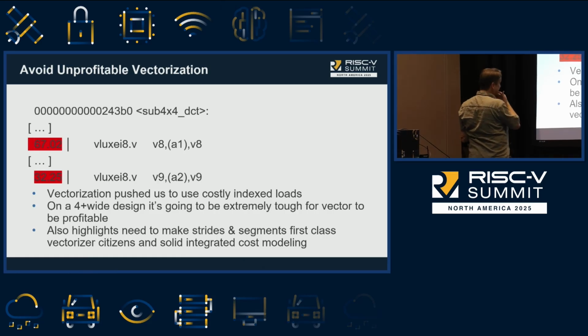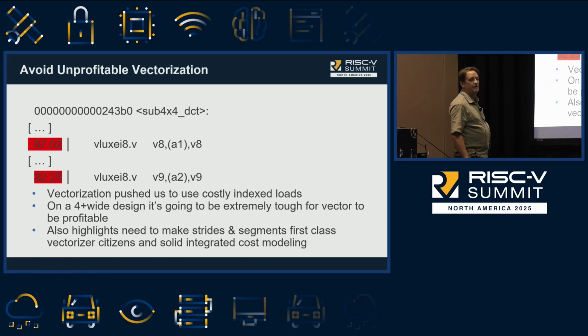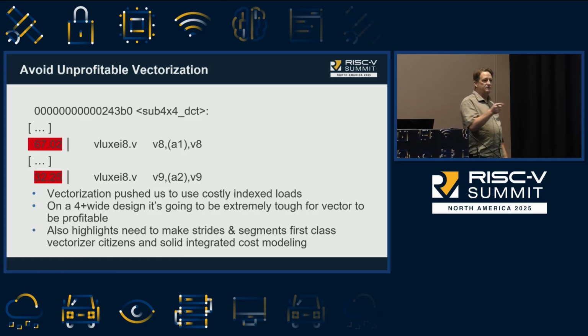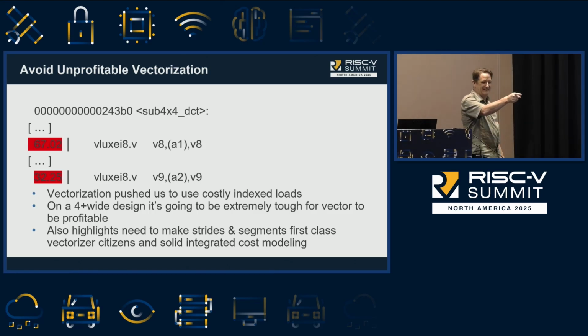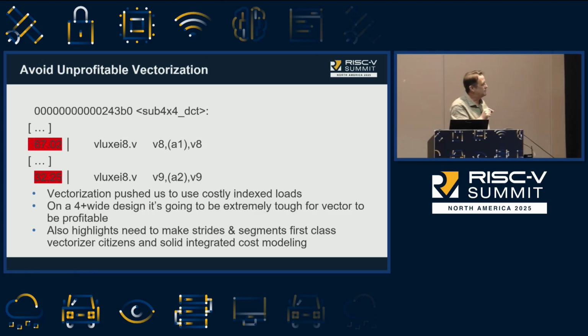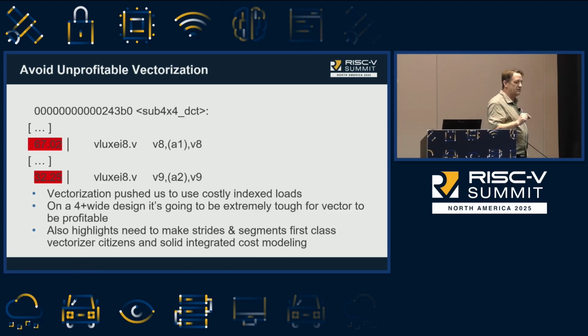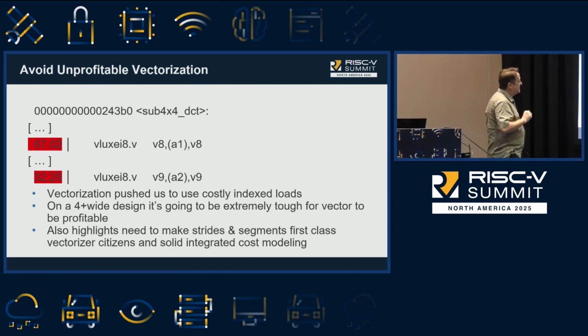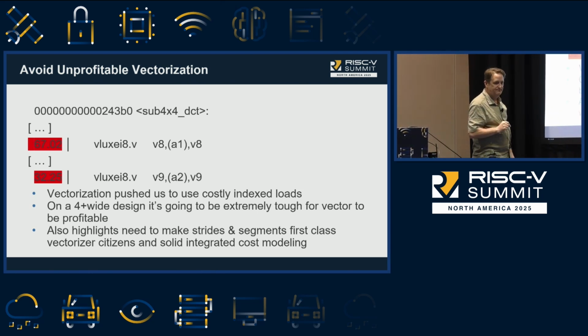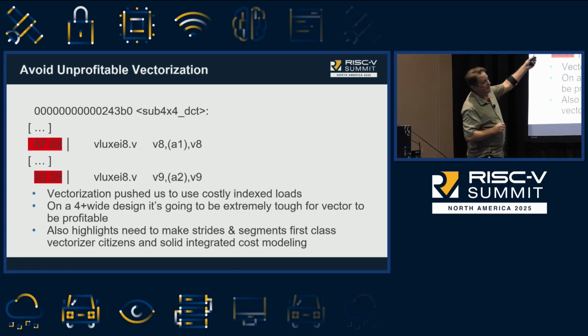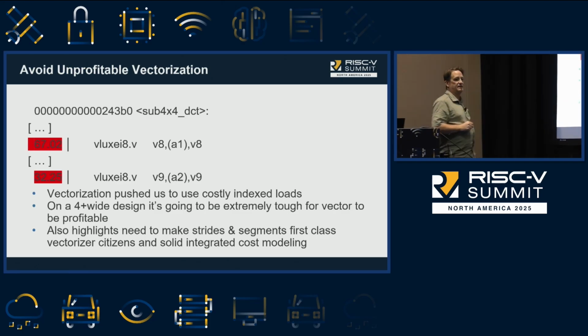Sub-DCT, interestingly enough, is using index loads. Who here has looked at index load performance? I know you have. Index load performance on every architecture I've ever worked on is not great. And if you have an index load, you're probably doing something wrong. And this is, 90-something% of the time in sub-4 DCT is index loads.